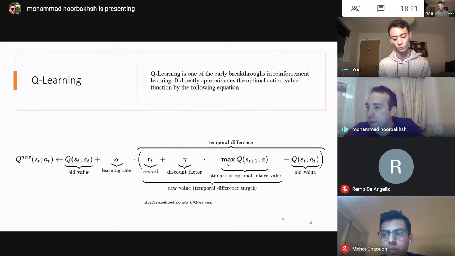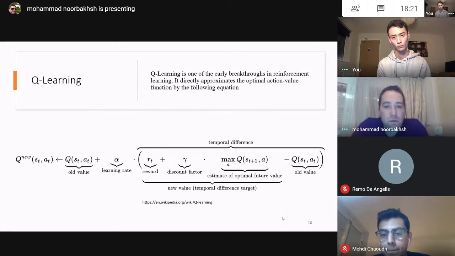So I move on to Q learning. Q learning is actually one of the early breakthroughs in reinforcement learning. It directly approximates the optimal action value function by the following equation. So it's model free and it's value based. It updates the action value function, or Q function, based on this equation.